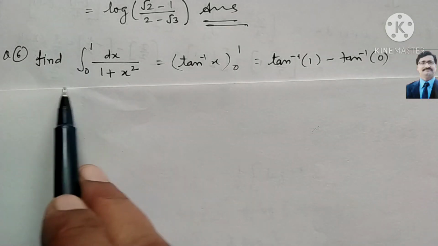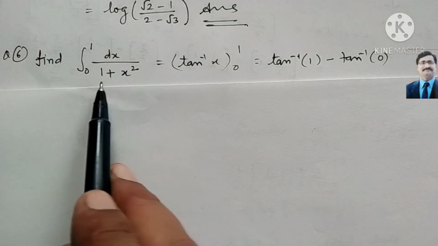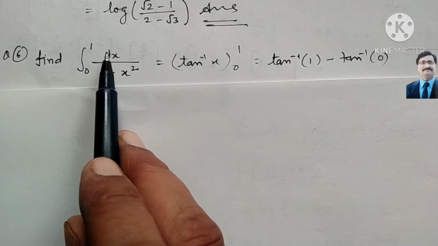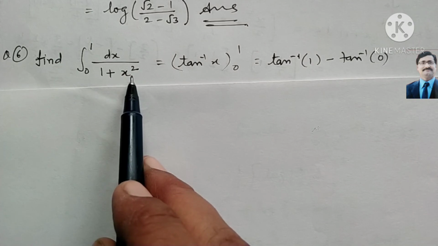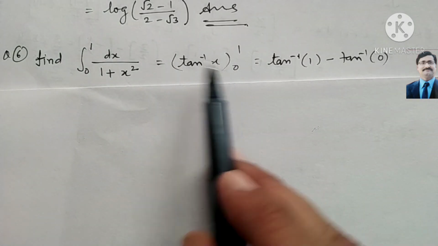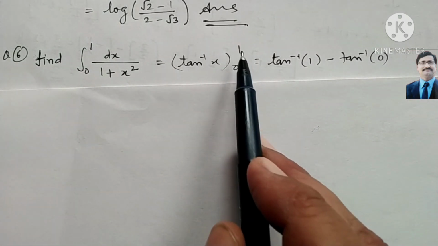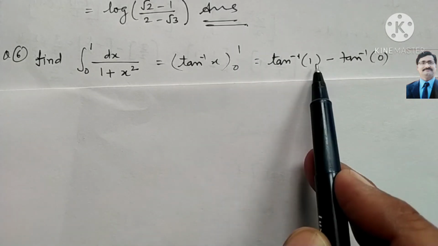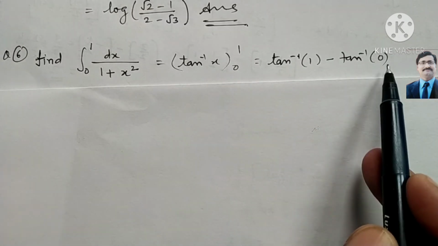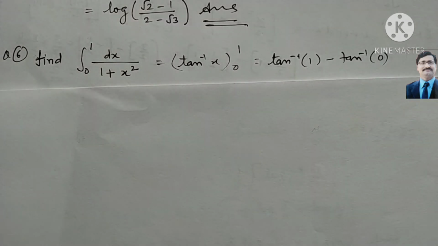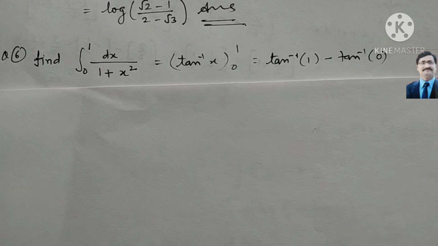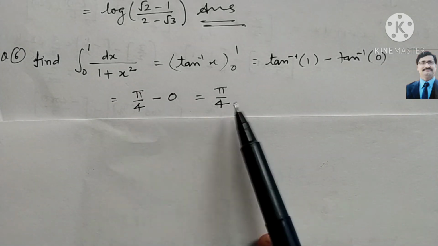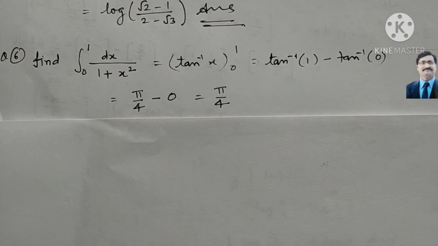Find the integral from 0 to 1 of dx upon 1 plus x square. Here we know already the integral of 1 upon 1 plus x square is tan inverse x, and the limit is 0 to 1, so we apply the limit 0 to 1. First we put 1 in place of x, so we get tan inverse 1, and then we put 0, so we get tan inverse 0. Now tan inverse 1 value we already know, this is pi by 4, and tan inverse 0 is 0, so we get pi by 4. So pi by 4 is our answer.